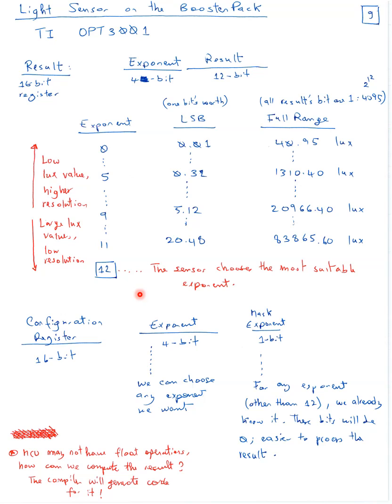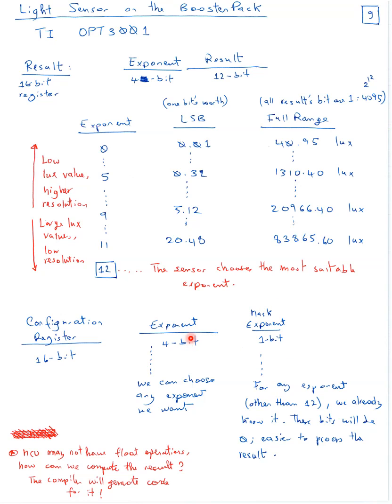Now, here is the catch. What if I want to use exponent 9? So if I went to the configuration and I set the exponent to 9, then when I read the result, the exponent will be 9 every time, right? Because I already set it to 9. So every time I read the result, the exponent will be 9. So this could be a bit annoying because we have to get rid of these 4 bits before I multiply with 5.12. That's why we have a feature called mask exponent.